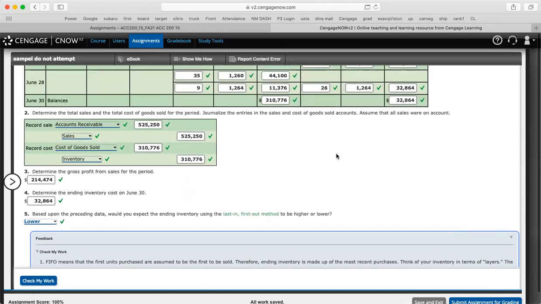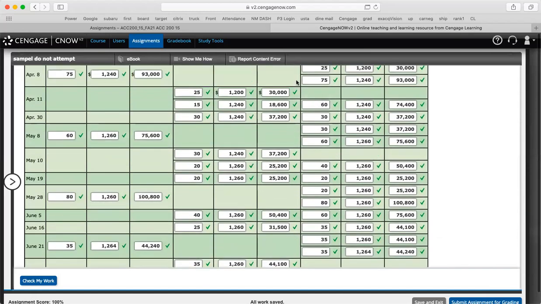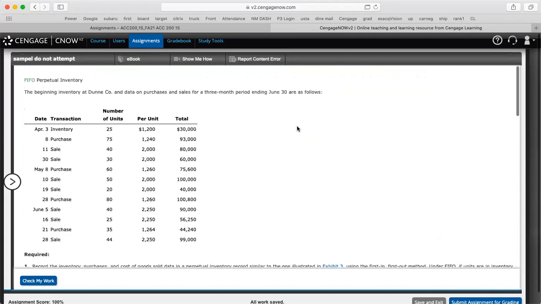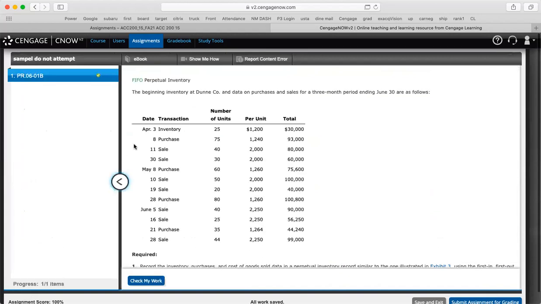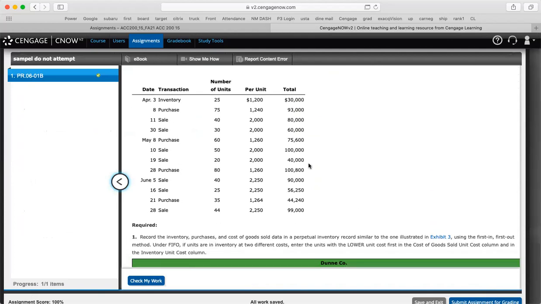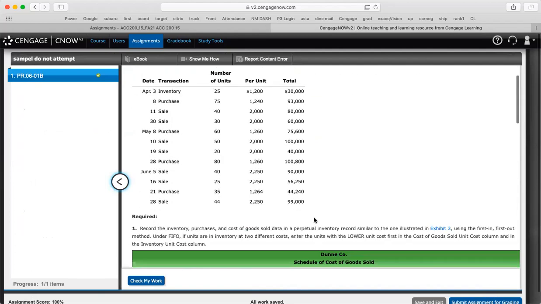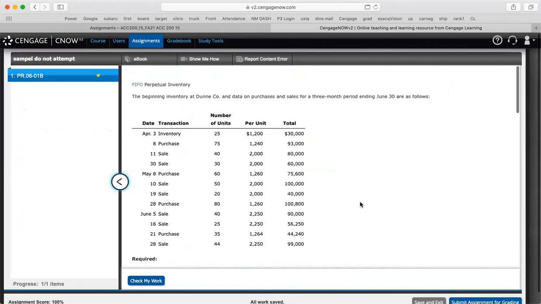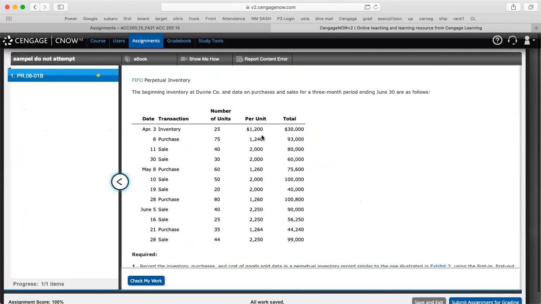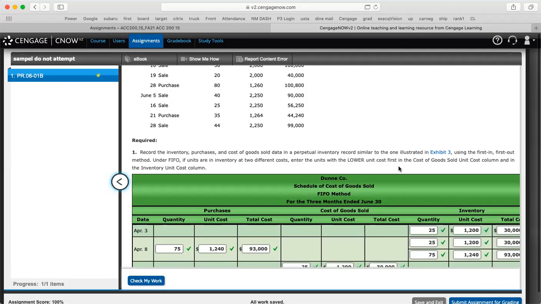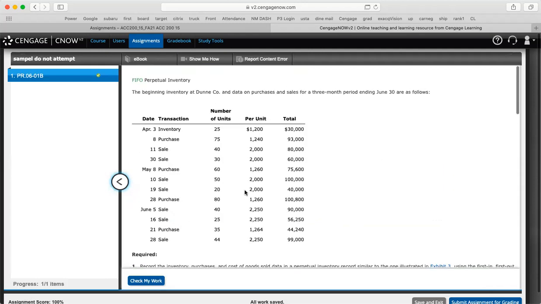If you have questions, let me know. Again, this is the problem, and it's very similar to the homework one. It's PR06-01B. It's not one of the homework problems, but it was one of the more difficult ones for FIFO. Remember, if you're doing LIFO, you're going to look at your last in first. If you're looking at weighted average, you're going to weigh the unit costs. So this is what this one looks like.